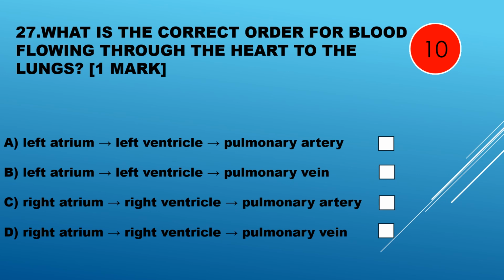Question 27. What is the correct order for the blood flowing through the heart to the lungs? Is it A, B, C or D? It's C. Blood flows from the right atrium to the right ventricle and then to the pulmonary artery and then to the lungs.